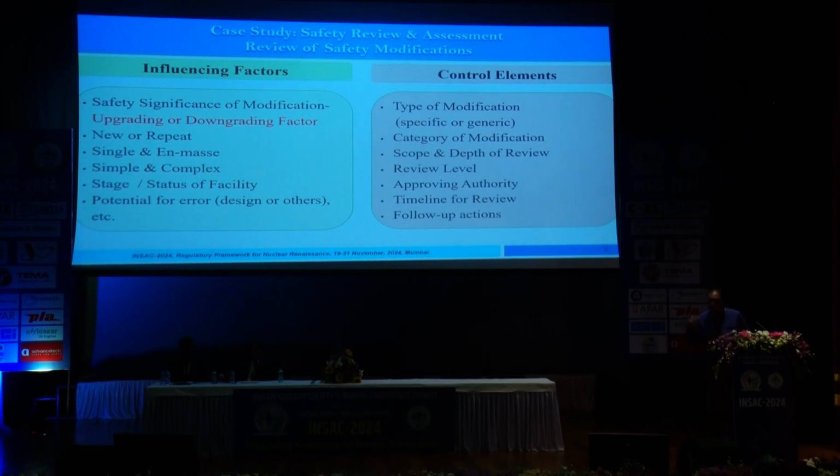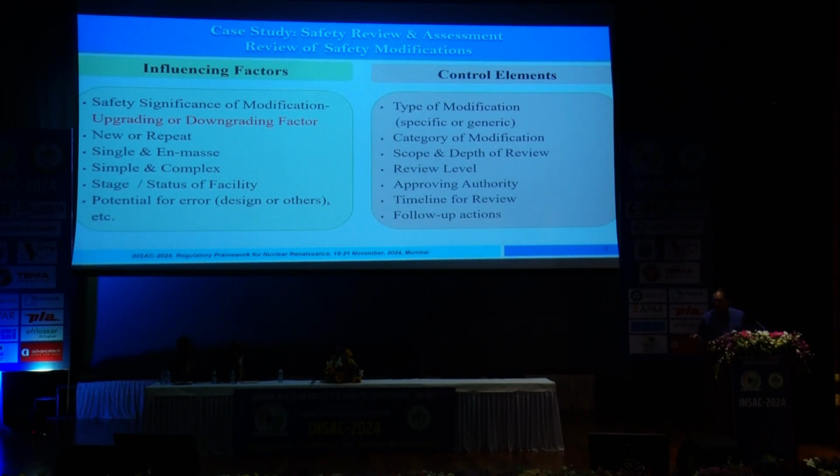So we have identified control elements like type of modification, category of modifications, scope and depth of review level, who will be the approving authority for the modification, timeline for review. I want to review it right away, it is so important, or I can take some time because we are burdened with utility submissions for review anyway.